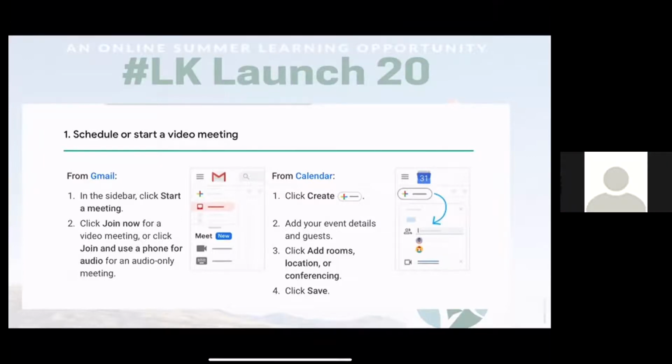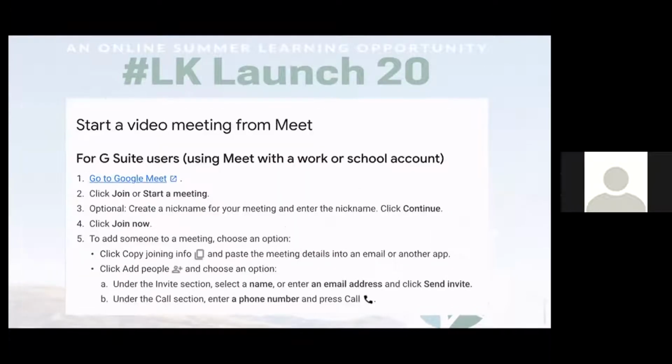And then we have start a video meeting from Meet. So did we just talk about this for G Suite users? You go to your Google Meet, and you join or start a meeting. This is kind of a neat option. You can create a nickname for your meeting and enter that nickname, and that will only be open to the LKDSB students, which is your students. No one else can get in with that nickname. So for example, if I were to ask you guys to join, I could write the name Coffee, and you could write Coffee in as the nickname, and it would take you into our meeting. So it's a pretty neat little thing you could set up with your class if you felt like it. It's just another option. And then you click join now.